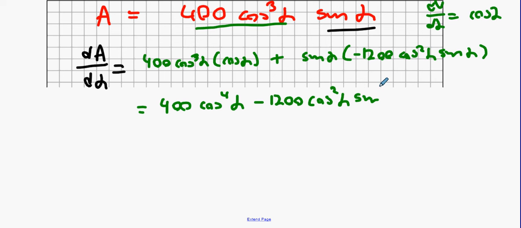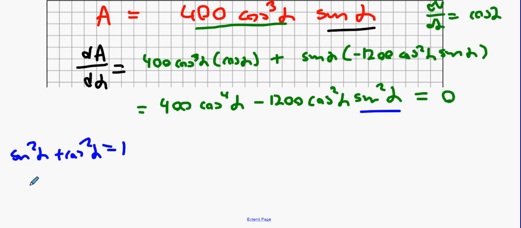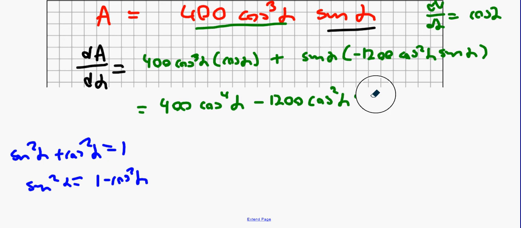Now, too many variables here. I'd like to change everything just into cosines. So see that sine squared alpha? What I'm using is sine squared alpha plus cos squared alpha equals 1. Sine squared alpha on its own is the same as 1 minus cos squared alpha. Okay, so I'm going to change that into 1 minus cos squared alpha. Once again, I'm just saving myself time. It's a lot of work.